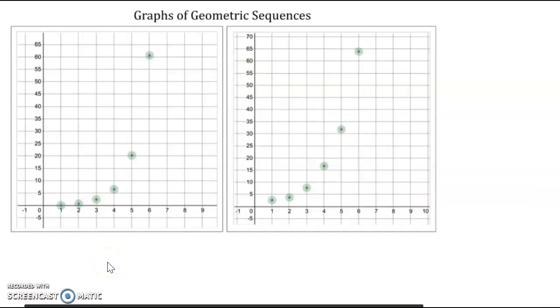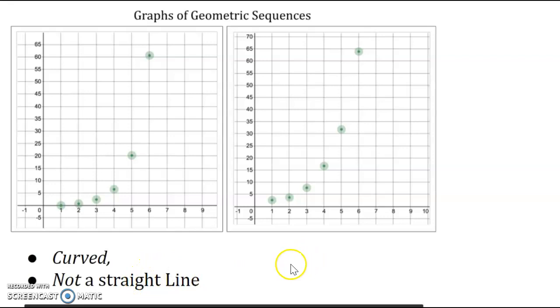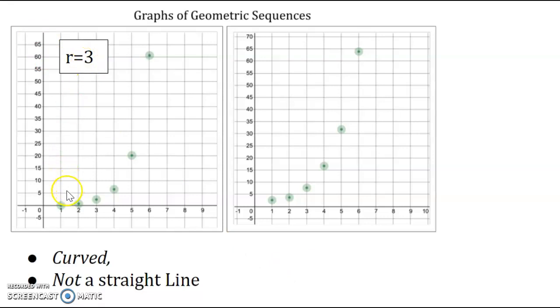What do we notice about geometric sequence graphs? They are going to be curved, and it's not going to be a straight line like the arithmetic sequence. And this tells me that r is equal to 3 because every time the x value increased by 1, the y value is multiplied by 3. And what is this? r is equal to 2. It's being doubled.